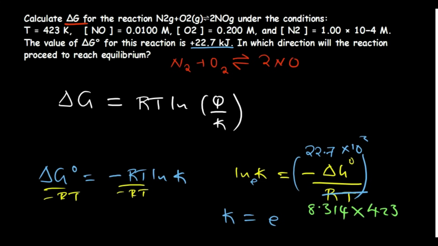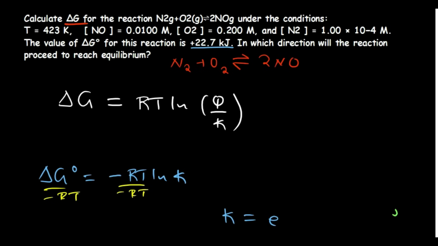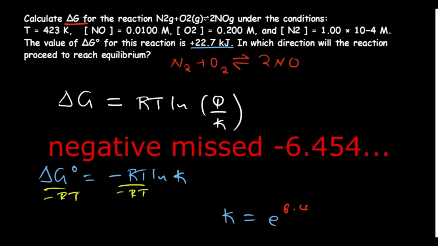So 22.7 times 10 to the power 3, which is as good as multiplying by 1000, and then divided by 8.314 multiplied by 423. The value that I'm getting is approximately, after dividing, the natural log of K is equal to 6.454, something there, 69. This is a 6. So e raised to that.